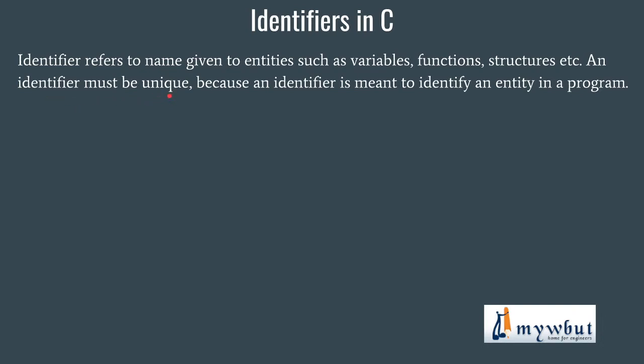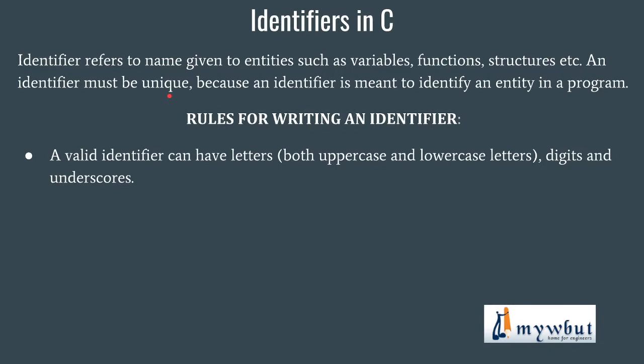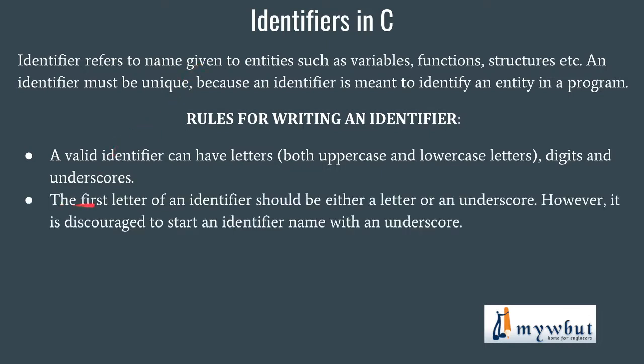Okay. Next, there are some rules for writing an identifier. A valid identifier can have letters, both uppercase and lowercase. Identifiers can have digits as well as underscores. Next, the first letter of an identifier should either be a letter, that is either an uppercase letter or a lowercase letter, or it can be an underscore. But you will see that the first letter can never be a digit.